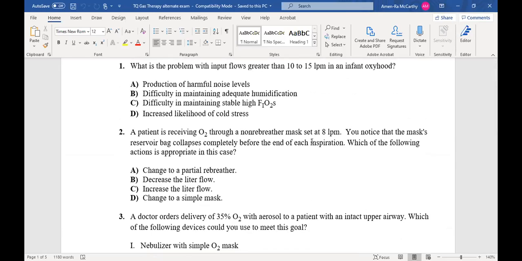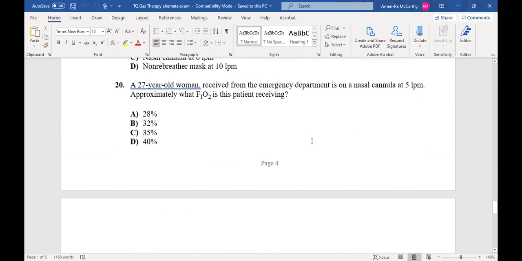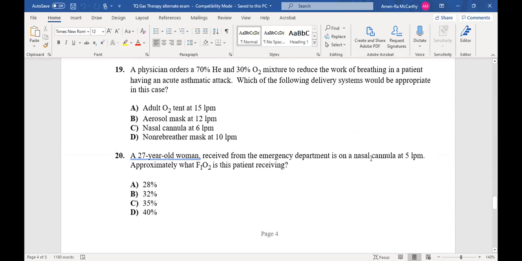Mr. McCarthy, on that last question, why you said that's 40%? Because of the rule of 4s. Remember, look at your lecture about the rule of 4s. Whenever they're on nasal cannula, you go by the rule of 4s. 1 liter would be considered 24% because room air is 20.95, really 21, but they go by the 20.95. So 1 liter would add 4 more percent. So 1 liter would be 24%, 2 liters would be 28%, 3 liters would be 32%, 4 liters would be what? 36%, and 5 liters would be 40%. Okay? The rule of 4s.